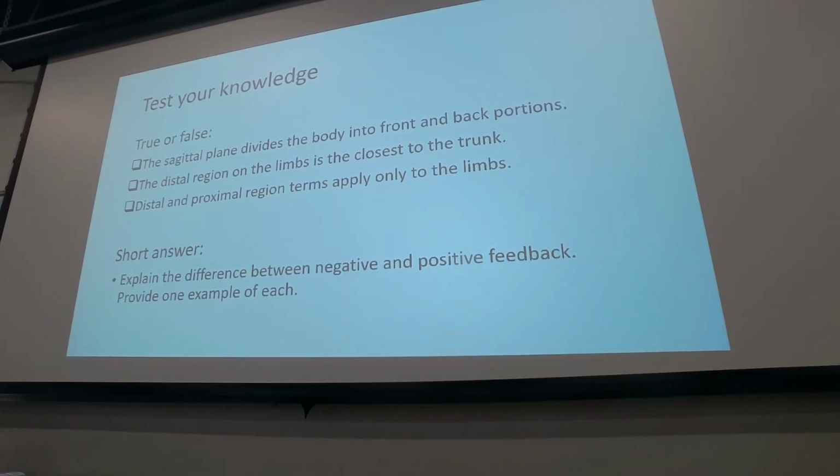And explain the difference between negative and positive feedback. Provide one example of each. So which one opposes the initial change? Negative. And which one reinforces the initial change? Positive. What is an example of a positive feedback? Blood clotting and childbirth. And then an example of negative? Control of body temperature.